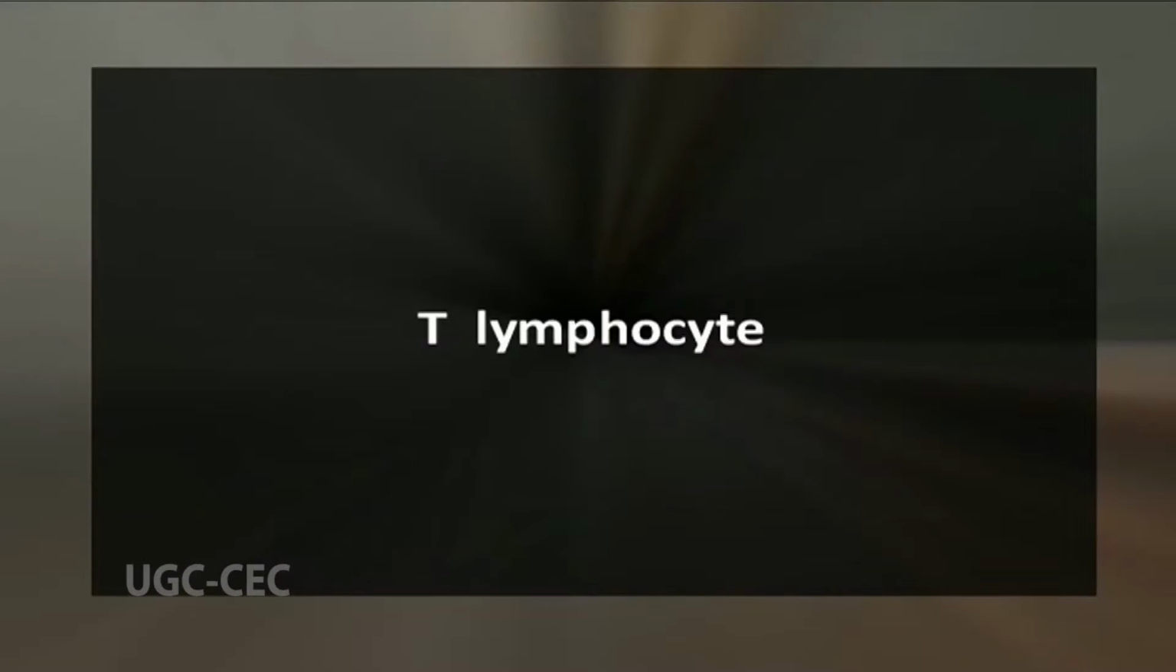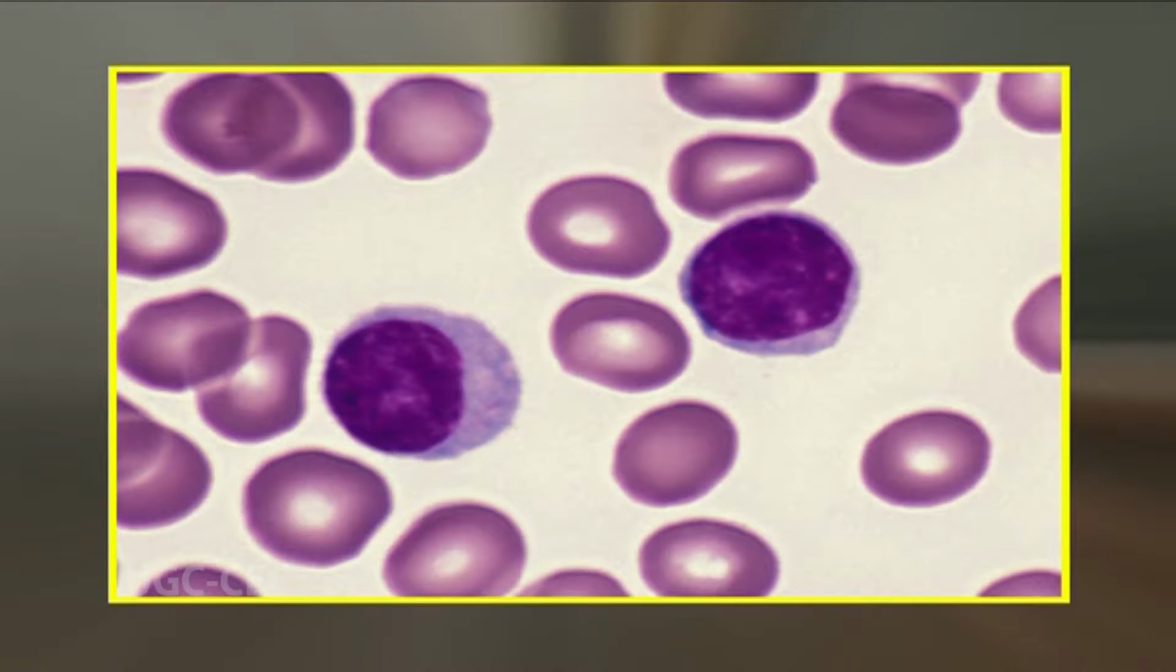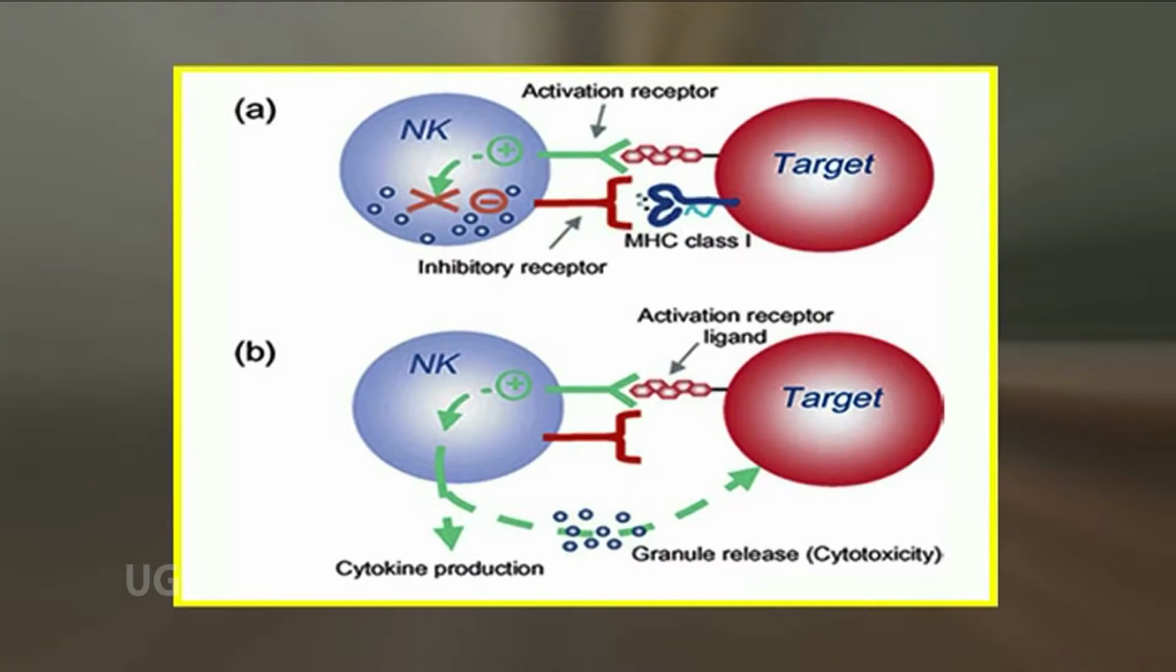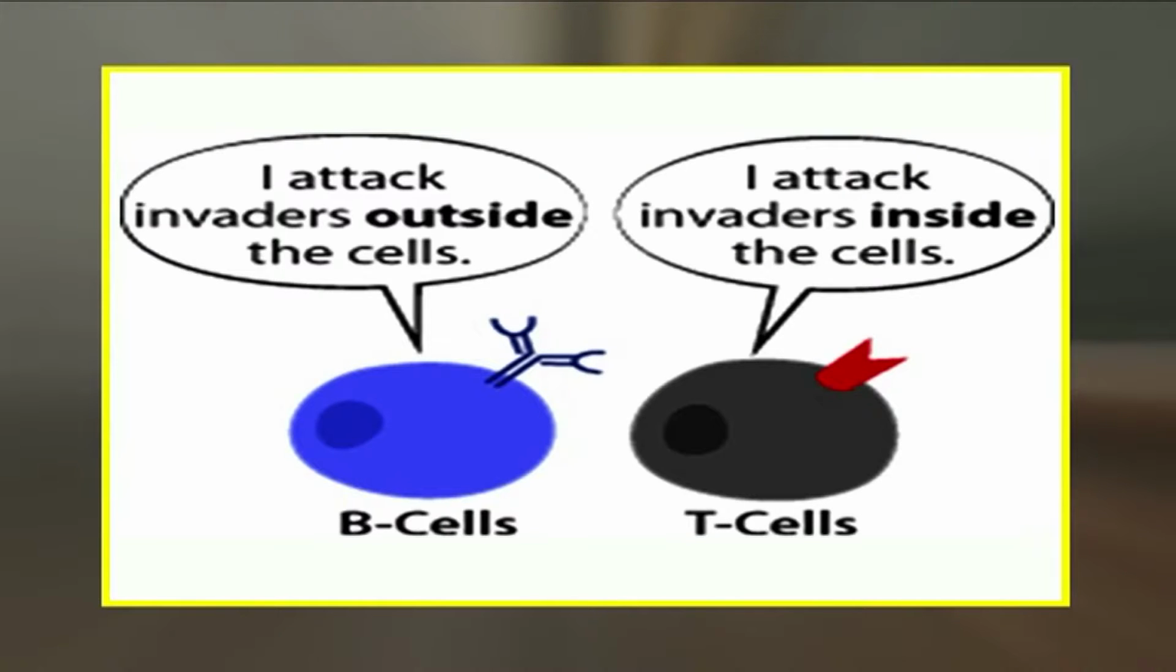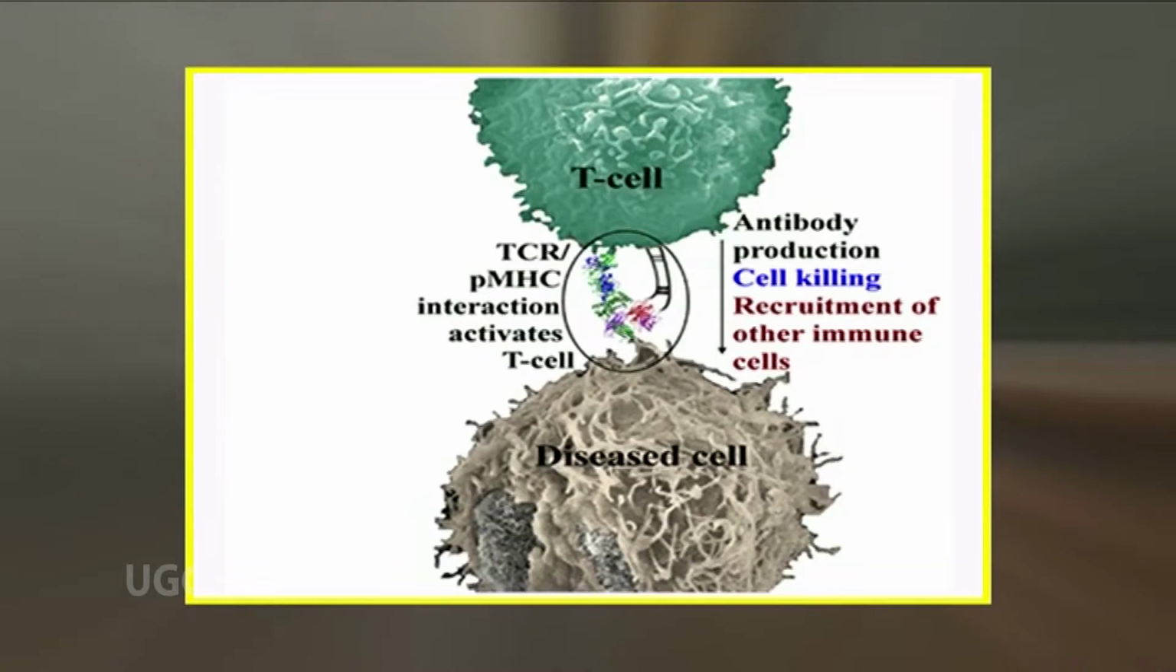Now let's discuss the next part of today's lecture, that is T lymphocytes. A lymphocyte is one of the subtypes of white blood cell in the vertebrate's immune system. Lymphocytes include natural killer cells, T cells and B cells. Lymphocytes can be identified by their large nucleus. A T cell or T lymphocyte is a type of lymphocyte that plays a central role in cell-mediated immunity.